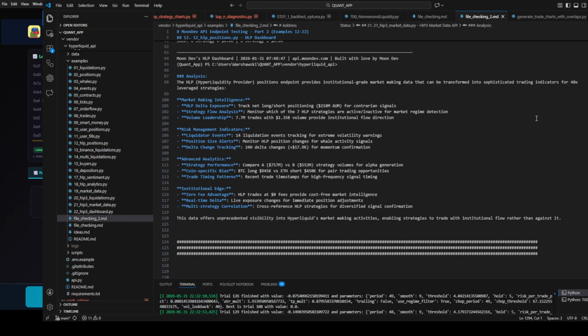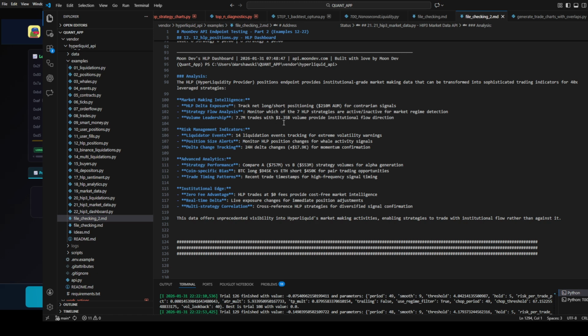I think that's 220 million, 210 million Australian. I don't really know what that is. For contrarian signals, strategy flow analysis, monitor which of the 7 HLP strategies are inactive for market regime detection. Volume leadership: 7.7 million trades with 1.35 billion volume provide institutional flow direction.